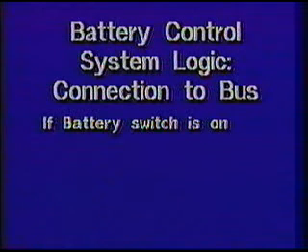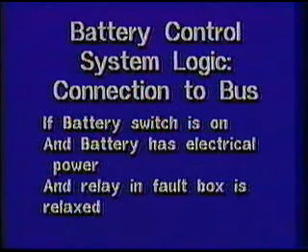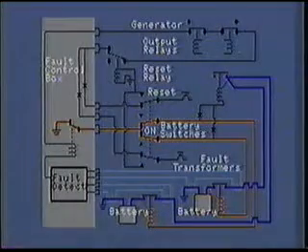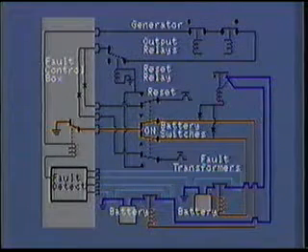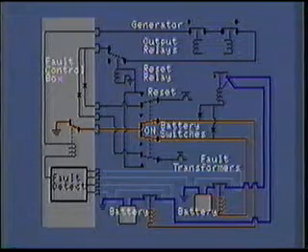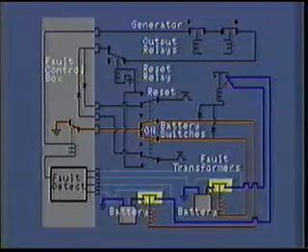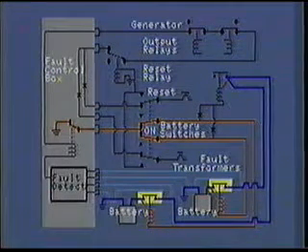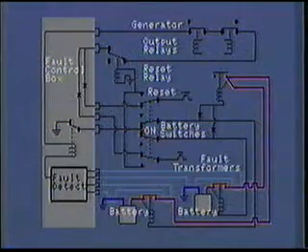If the battery switch is moved to the on position and the battery has electrical power available and the relay within the battery fault box is in the relaxed position, then electrical current should flow from the battery, through the battery relay, through the battery switch, through the closed contacts of the battery fault relay, and return to the battery through the aircraft structure. If this happens, the battery relay will close, and the battery will be connected to the aircraft's wiring system. The batteries are now connected to the aircraft wiring.